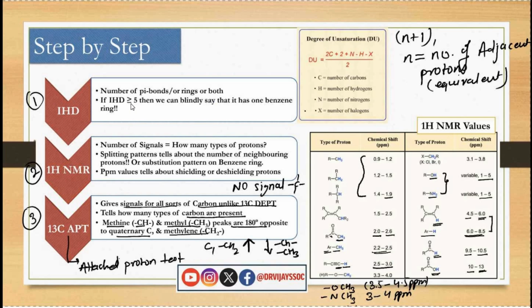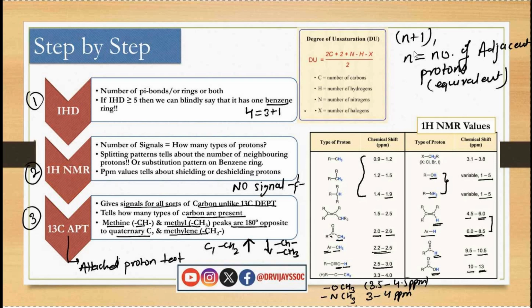If this value is equal to 5 or greater than 5, then we can blindly say that it has one benzene ring, and this benzene ring corresponds to the value 4 because it has 3 pi bonds plus 1 ring. Then we will look at 1H NMR, and as we said, the number of signals is equal to how many types of protons there are. Splitting patterns will give us information about the number of neighboring protons or the substitution pattern on the benzene ring.